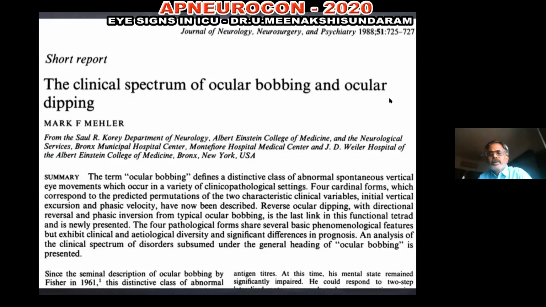So there is ocular bobbing and ocular dipping, but the same thing can also occur in the upward direction. It's called reverse ocular bobbing, going up fast and coming down slow. Reverse ocular dipping is going up slow and coming down fast. All of them can occur. This is this patient.